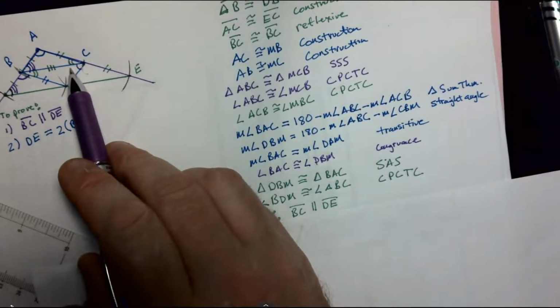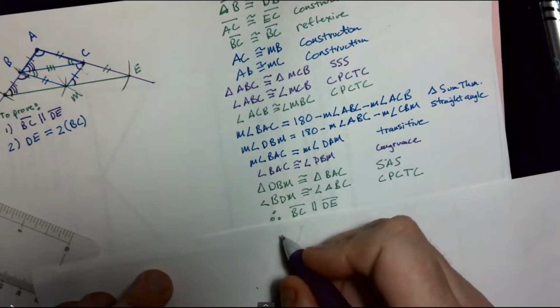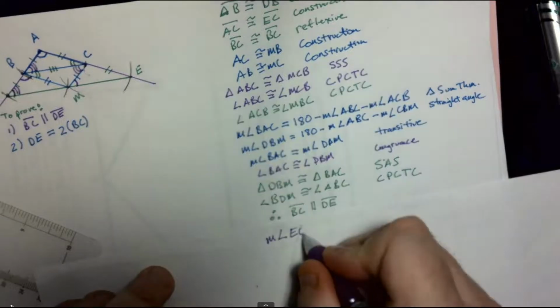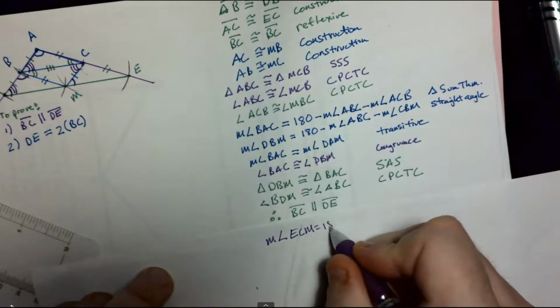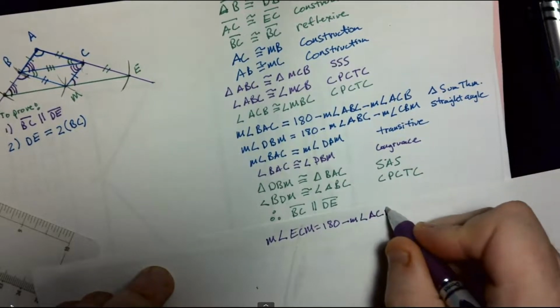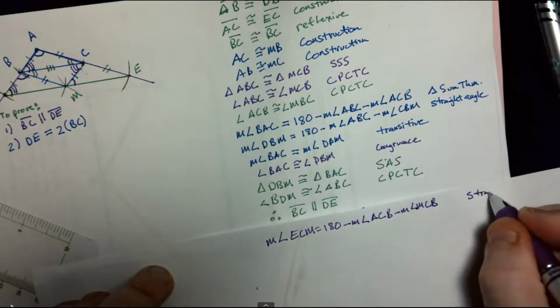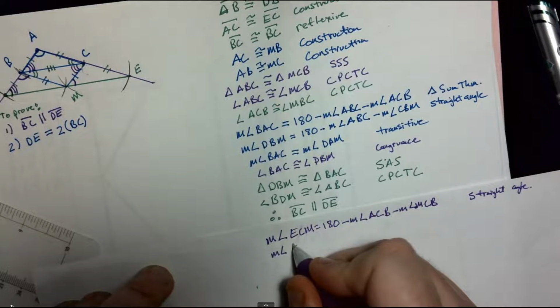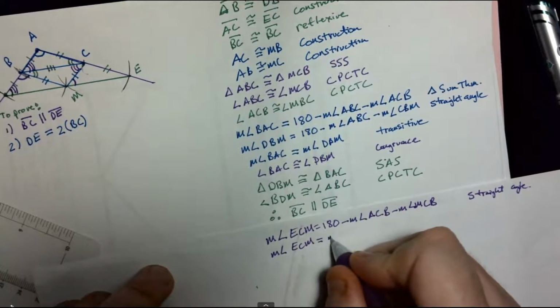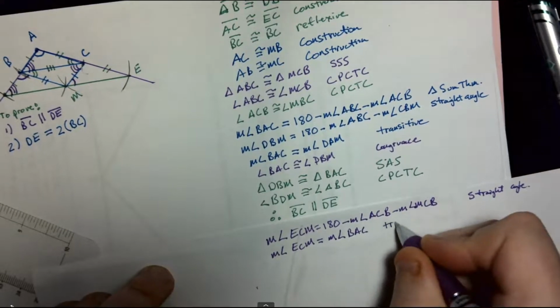Now if we look here, I can see that I have two of the three angles for another straight angle. And so we can say that the measure of angle BCM is equal to 180 minus the measure of angle ACB minus the measure of angle MCB. Again, that's the definition of a straight angle. So the measure of angle ECM equals the measure of angle BAC by the transitive property.